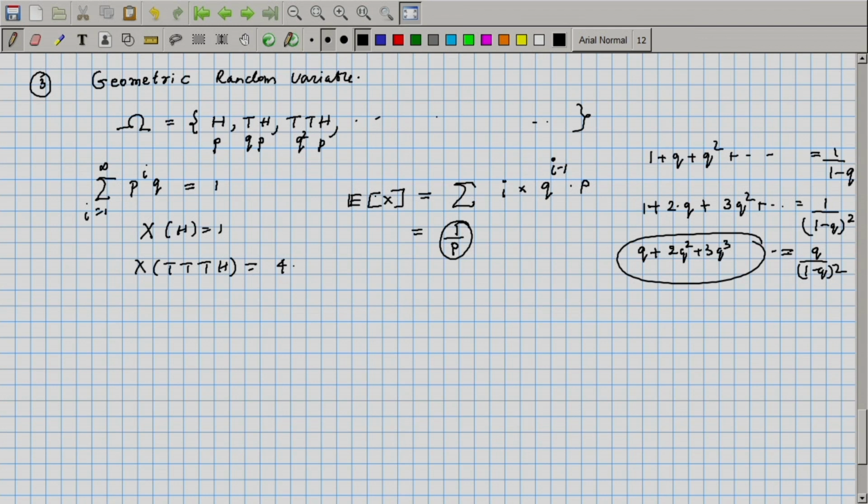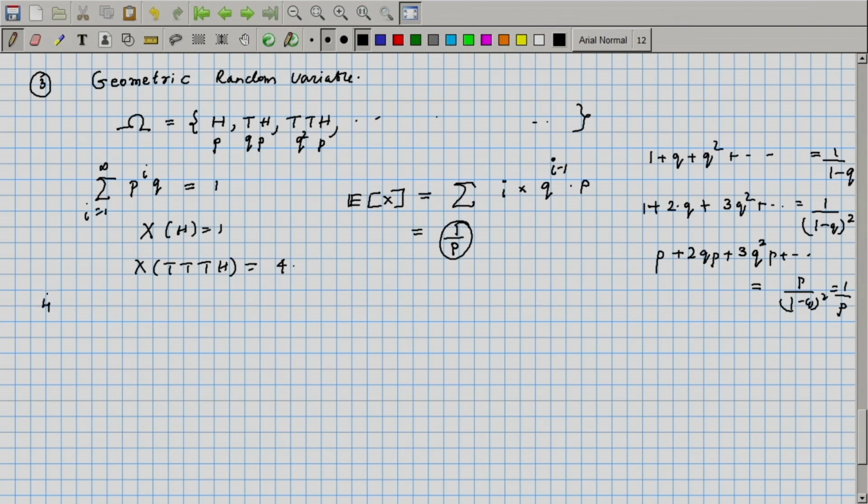That is, if you bring the p outside, the summation is going to be equal to 1 by 1 minus q the whole square. So, p into this expression will give you p plus 2 times qp plus 3 times q square p, and so on. This is going to be equal to p by 1 minus q the whole square. Since 1 minus q is p, this is 1 by p. So, the expectation of the geometric random variable is 1 by p.